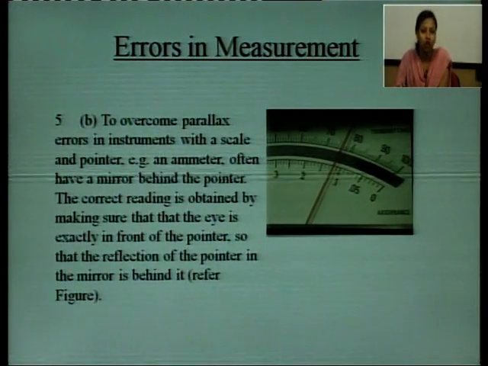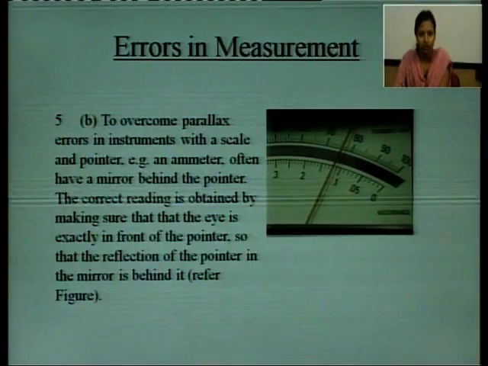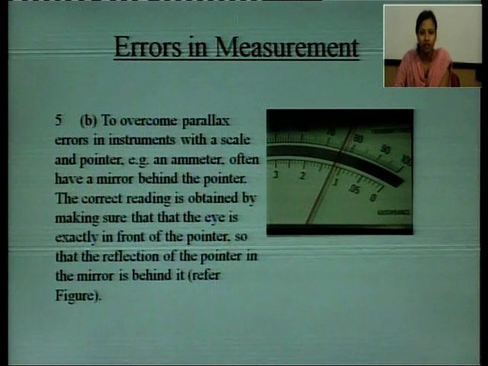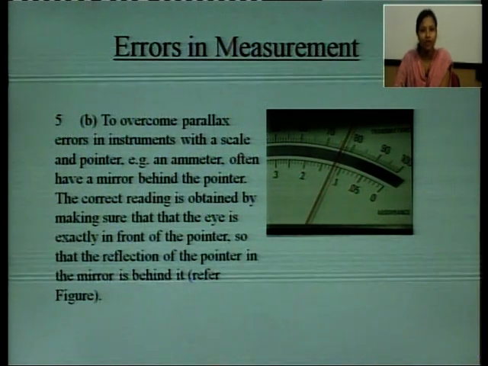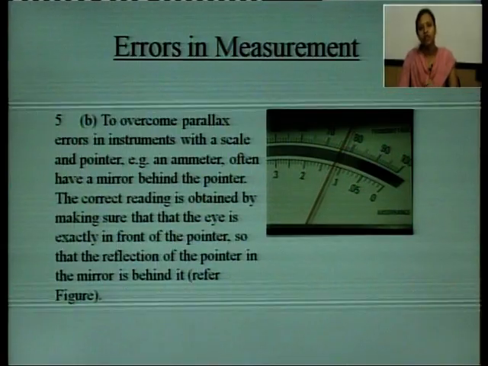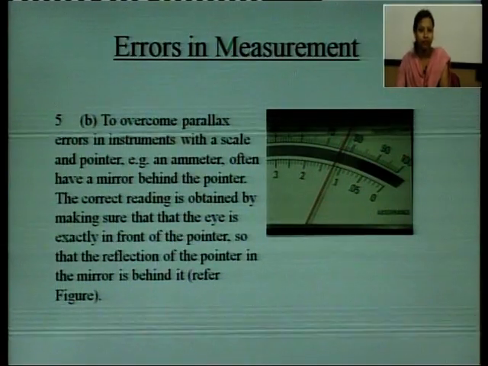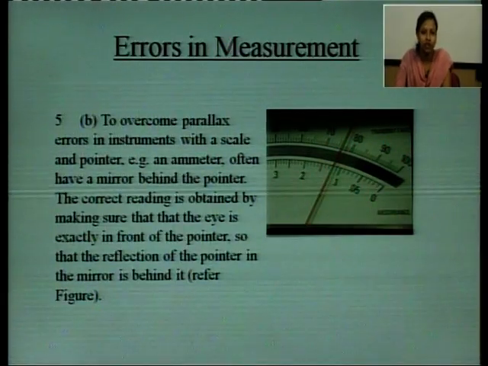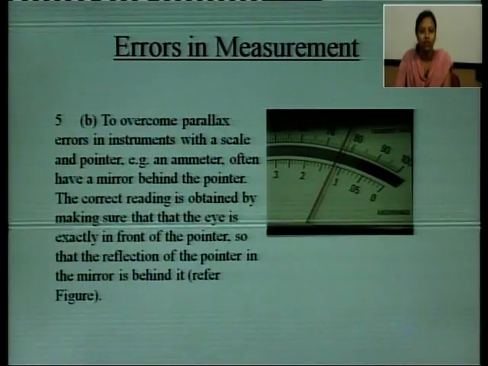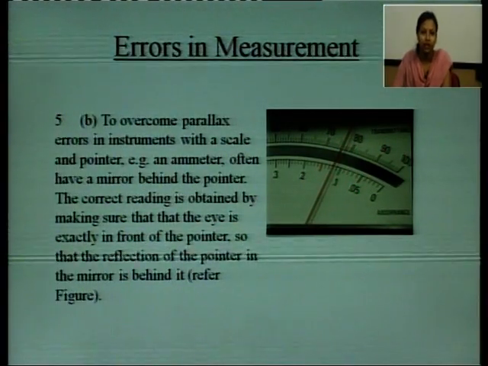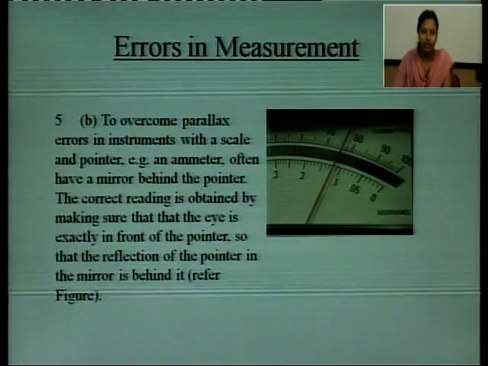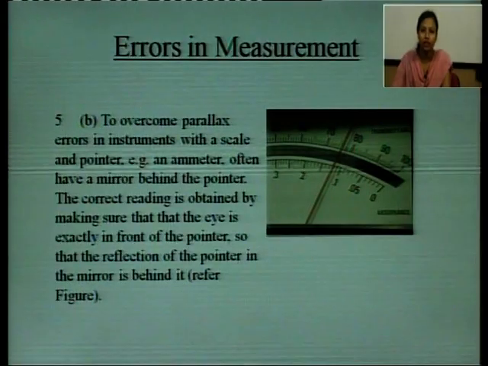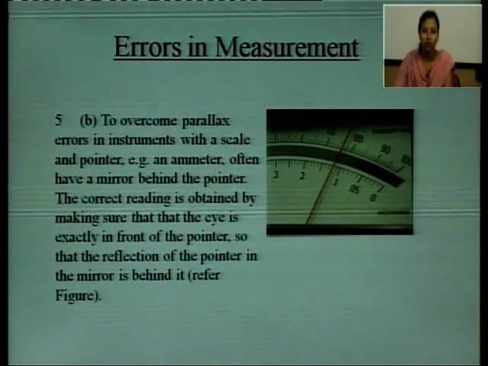So how can we avoid parallax error? First, keep the position of the eye at a straight point. Second, to overcome parallax error in an instrument with a scale and a pointer, for example an ammeter, a mirror is placed behind the pointer. The correct reading is obtained by making sure that the eye is exactly in front of the pointer, so that the reflection of the pointer in the mirror is hidden behind it. It is shown here in this figure.